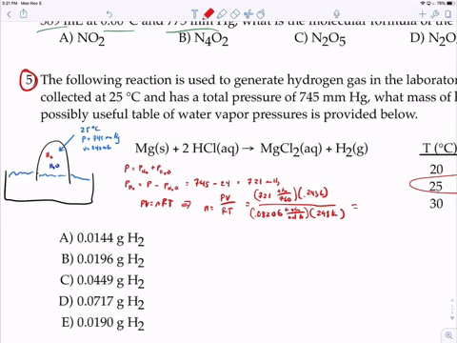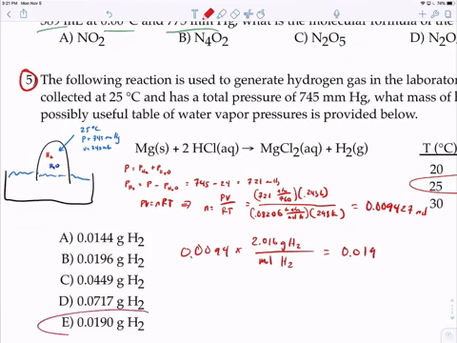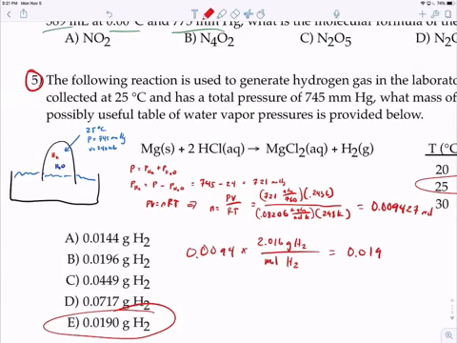This equals 0.009427 moles, then 0.0094 times 2.016 grams hydrogen per mole hydrogen. This is going to be about 0.19, which is there. Okay.